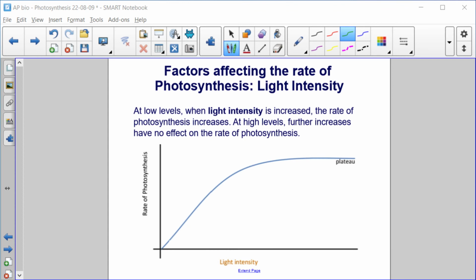Factors affecting the rate of photosynthesis. First, light intensity. At low levels, when light intensity is increased, the rate of photosynthesis increases. At high levels, further increases have no effect on the rate of photosynthesis. So you can see when the light intensity is low, if we increase it at those low levels, we get an increase in the rate of photosynthesis. But at higher levels of light intensity, if we continue to increase it, we get a plateau, having no effect on the rate of photosynthesis.